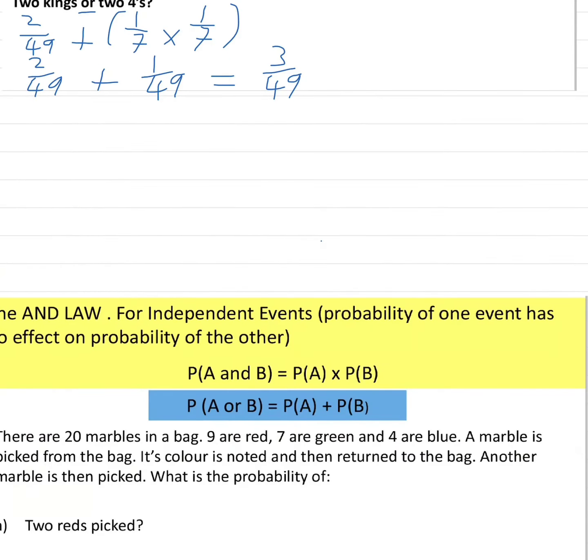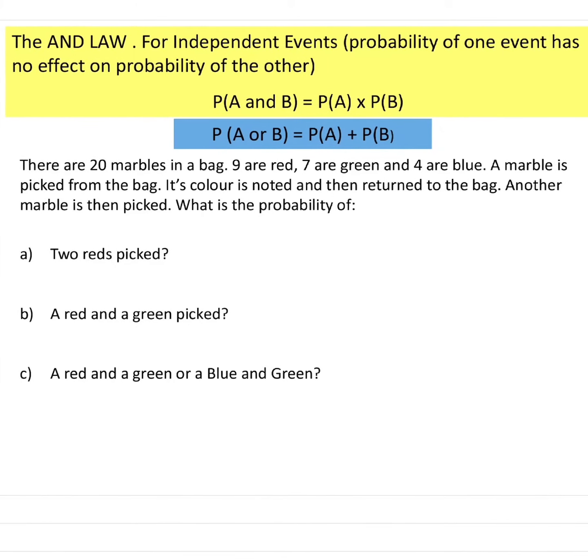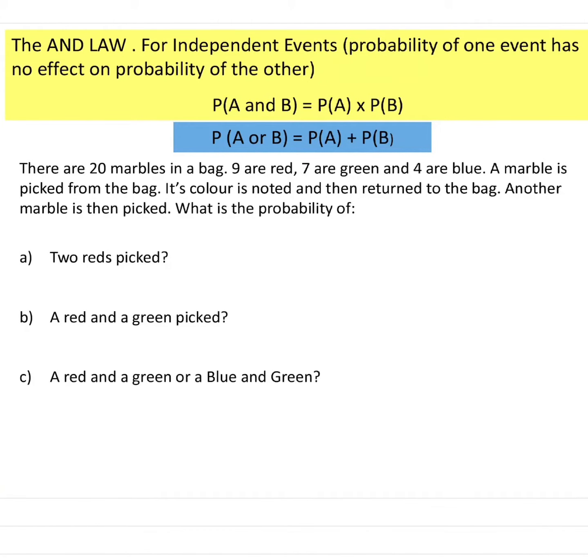Let's have a look at another one. So in this question, there are 20 marbles in a bag: 9 red, 7 green, and 4 blue. A marble is picked from the bag, its colour is noted and then returned to the bag. Another marble is then picked, and then we need to find these probabilities. So the key bit in this question, it tells us that the marble is returned to the bag. Because it's returned, this means the probability stays out of 20. If it was not returned to the bag, then in the second pick, you'd only have 19 left. So make sure you look out for that key bit of information in the question.